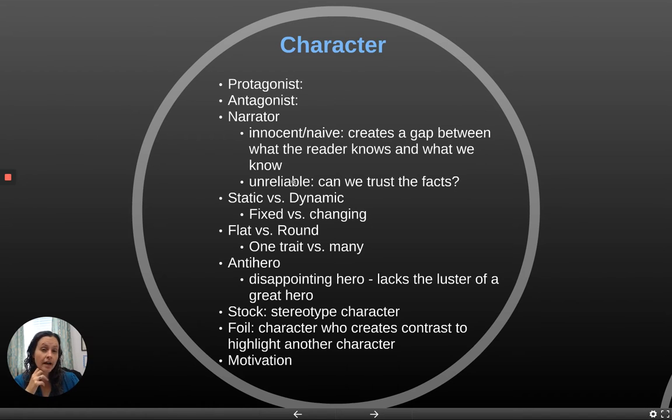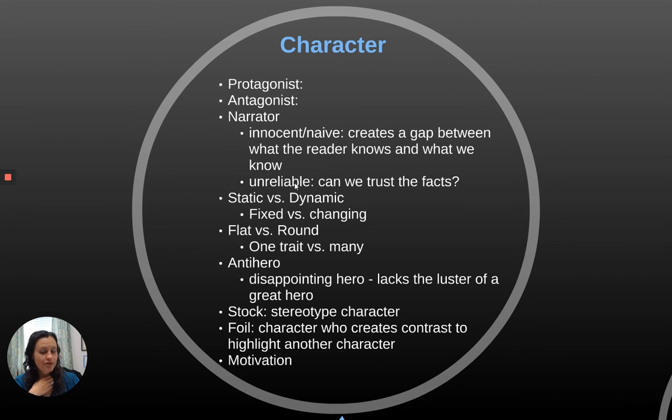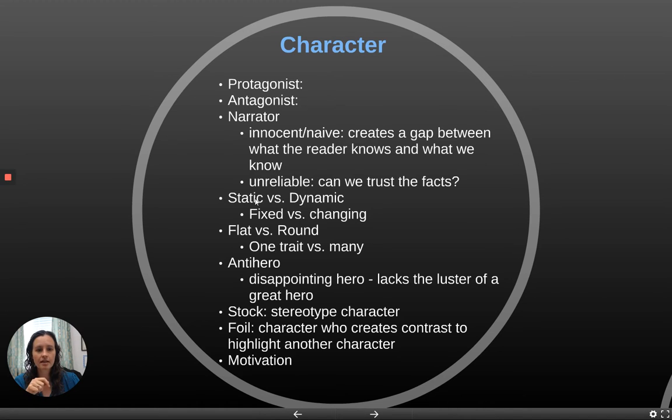Also, we have the unreliable narrator. So, can we trust our narrator to tell us the truth? Is always a question. We have static versus dynamic characters. That is, static characters don't typically change, whereas dynamic characters do.